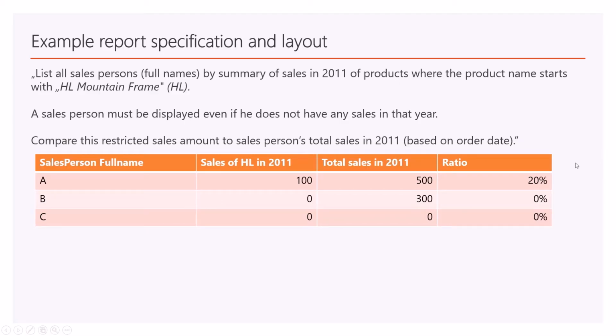Okay, now let's see an example of a desired report in this database. The specification of the report is written in a couple of sentences. List all salespersons by summary of total sales in 2011 of products where the product name starts with HL mountain frame. A salesperson must be displayed even if he doesn't have any sales in that year. Finally, compare these restricted sales amount to the salesperson's total sales in 2011 based on order date.